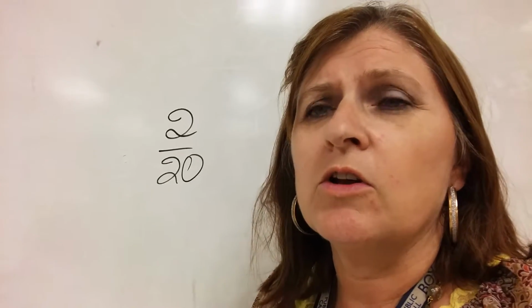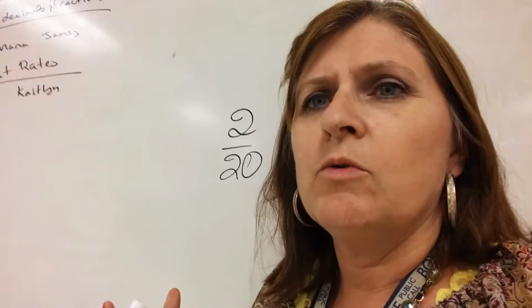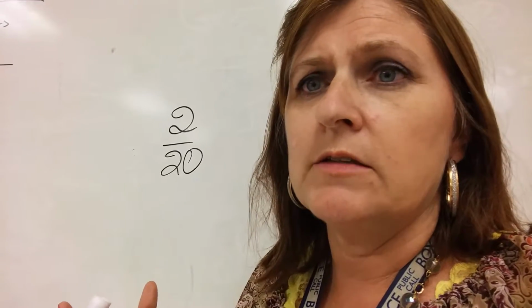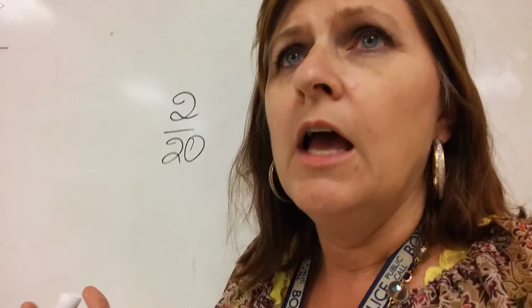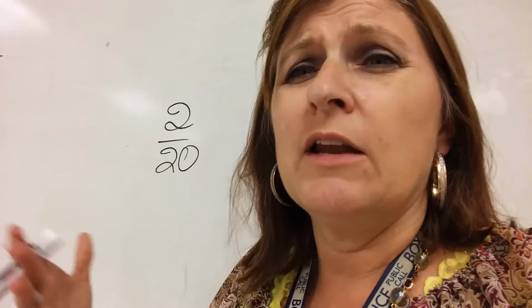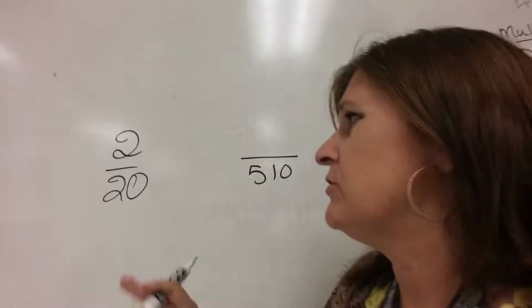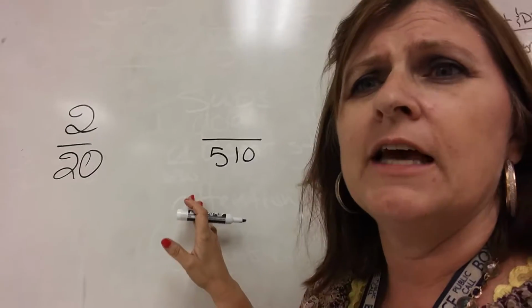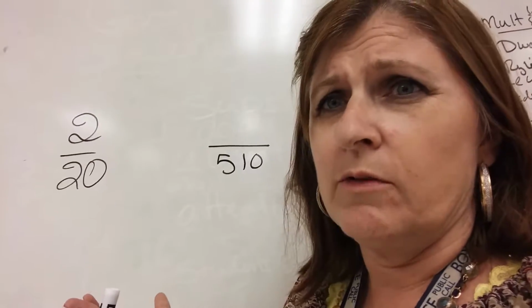So the first thing that I want to look over is some questions involving ratios and rates. This is actually a unit rate question. In this question, we might have something like, say, I have 2 out of 20, and I want to know, if I have 2 out of 20, what would I have out of 510? At first glance, this looks like a pretty rough question.